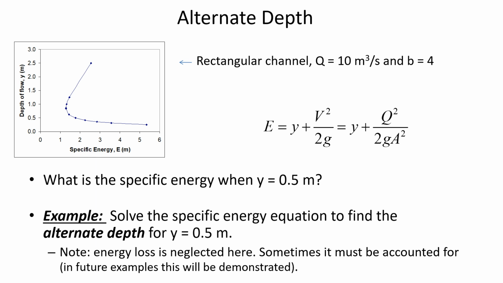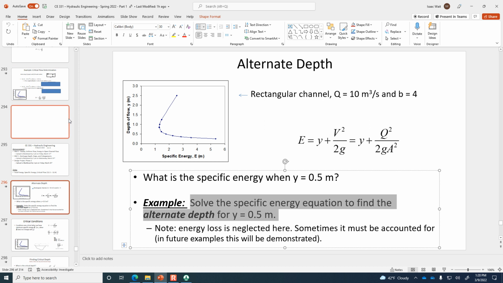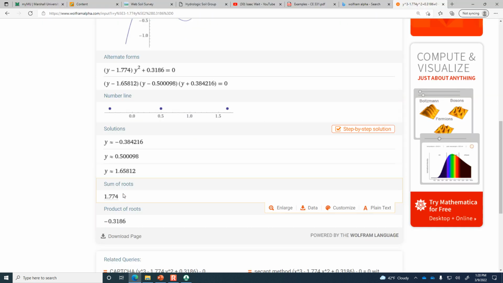So the kinetic energy component here is only 0.1156 meters, and combined with the depth, it's 1.775 meters. So yeah, that's the same amount of specific energy, 1.775, 1.774, just a round off difference because of me writing the depth here as 1.66 when really it was 1.65812.